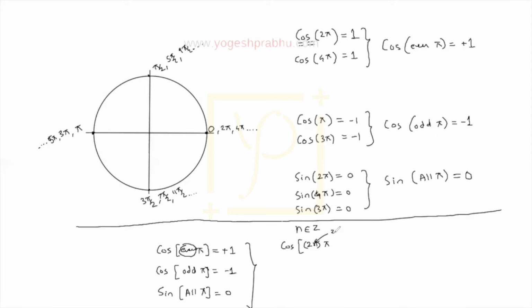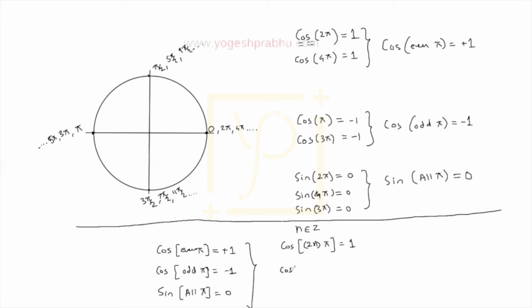What if n is, say, 3? So 3 times 2 is going to be 6. Is that an even number? So no matter what value you take of n, you will always get an even number. So for even numbers, we always write 2n. Just remember that. All right. So cos of 2n pi, we know if it is an even pi, the answer is 1.